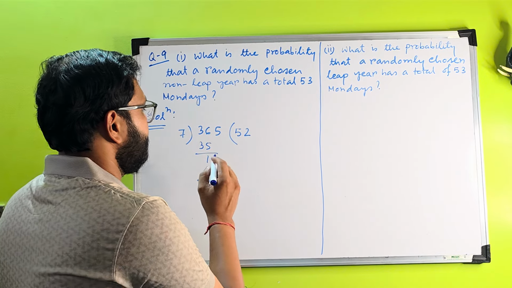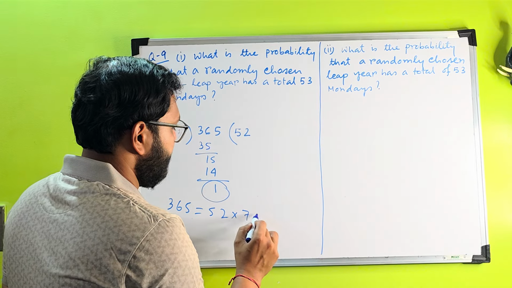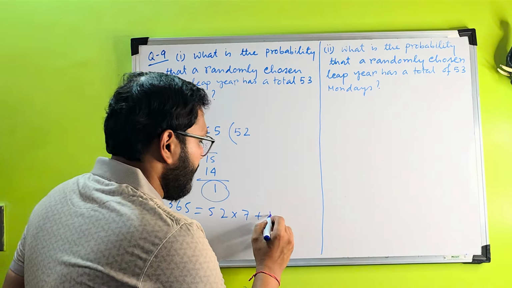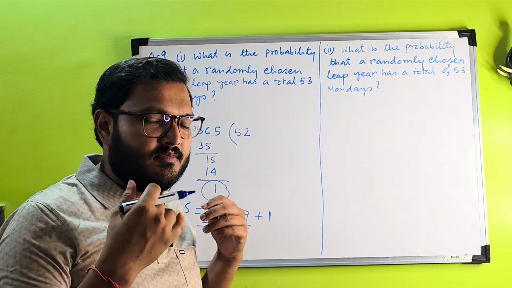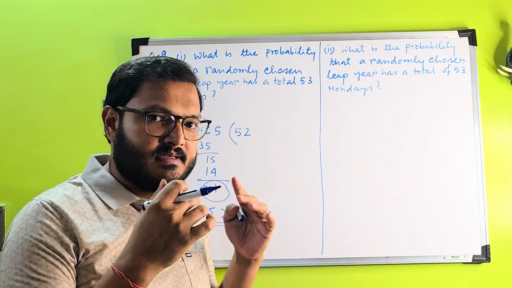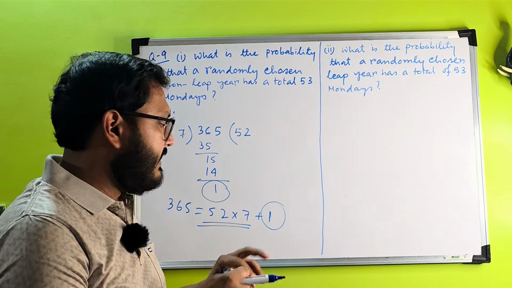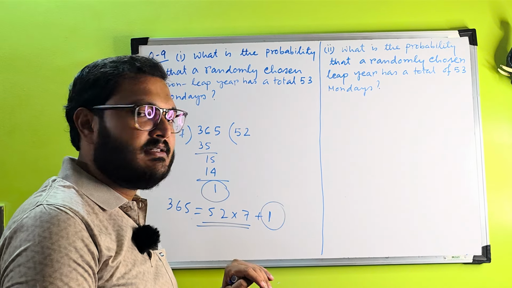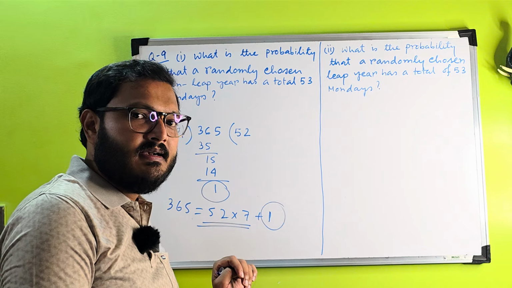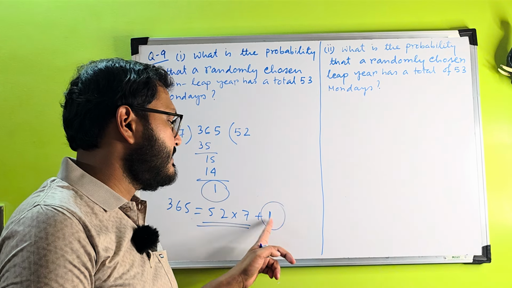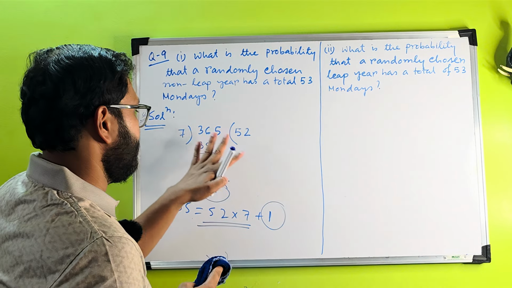That means 365 equals 52 into 7 plus 1. So the problem is here: 52 Sundays, 52 Mondays, 52 Tuesdays, Wednesdays, Thursdays, Fridays, Saturdays are there. It is making a problem. If it's Monday, there will be 53 Mondays. If this one is Sunday, there will be 53 Sundays. So what is the chance that it will be Monday? Okay, so we'll understand. I hope it's clear.